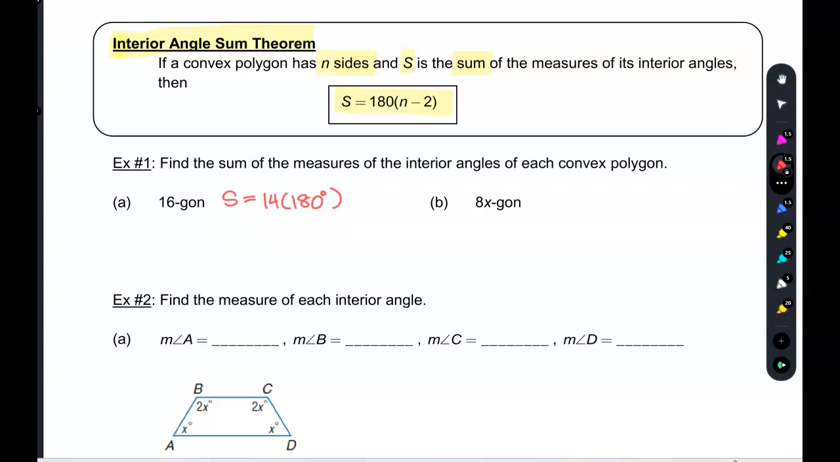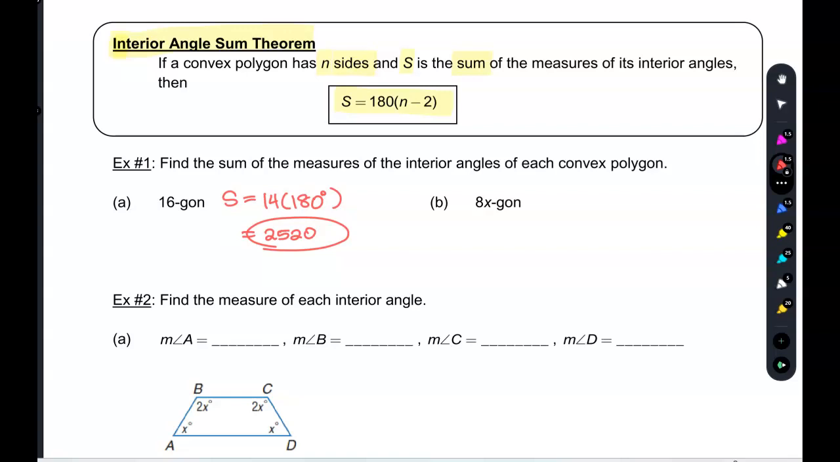2,520 degrees. 2,520 sounds good. Okay, 8x and then GON. So we don't know what x is. We just know this is what n is being replaced with.